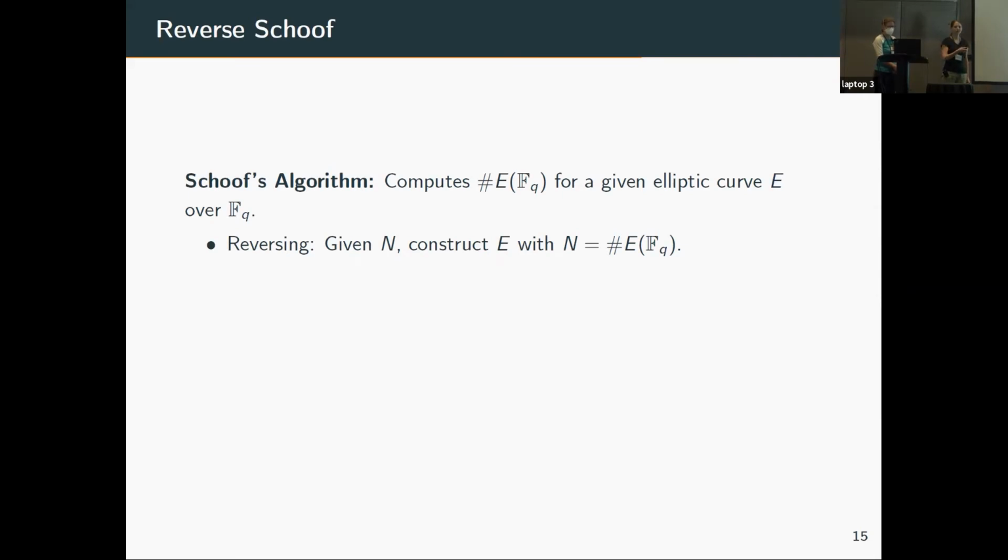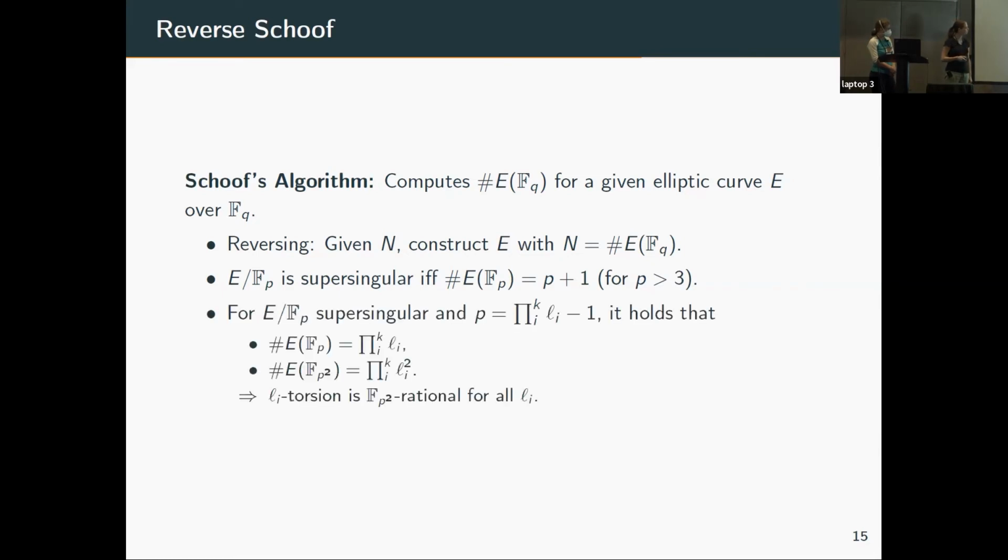We are given some number n and a finite field, and we want to find an elliptic curve that has precisely this number of points. Why is this helpful for finding supersingular elliptic curves? That's because we can characterize supersingularity by the number of points on the curve. For example, if we just look at a prime field Fp, then the curve is supersingular if and only if it has exactly p plus 1 points. So the idea would be to find a curve with p plus 1 points.